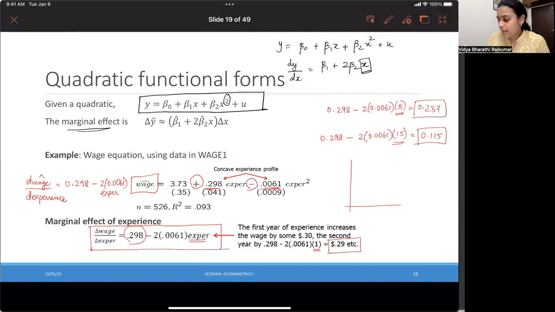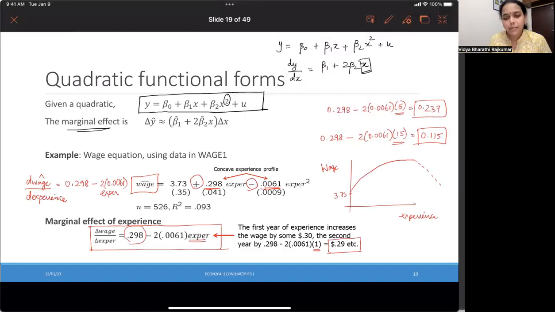So if I have wages here and experience here, this just tells me that, with no experience, we start off at 3.73, but after that, my wages are going to increase at a decreasing rate. And because it's a concave function, it may actually tip over.